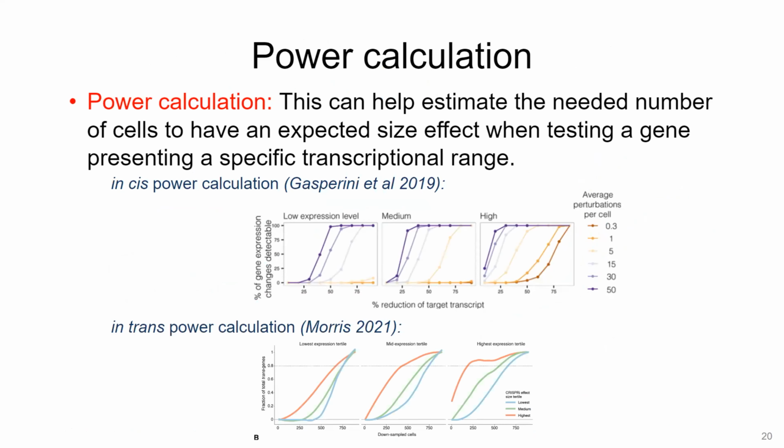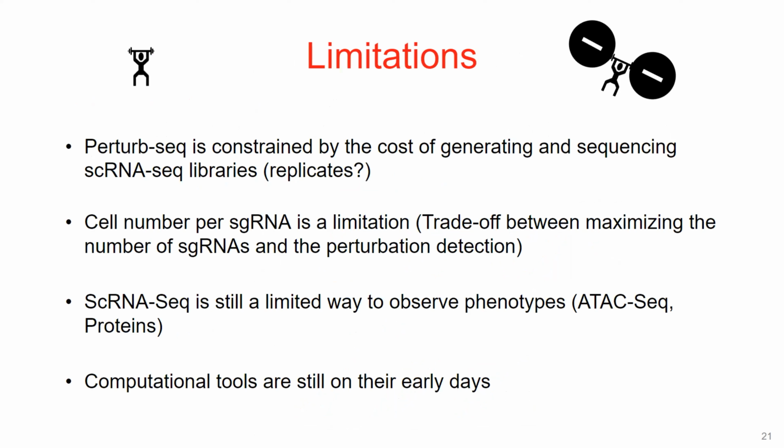Another thing, when you start to design these experiments, is to check whether the papers provide some idea of power calculation, so you know how many guides you can introduce, and what the best trade-off is between the number of guides you want to screen and the target regions, and how you are losing power to detect the perturbations. So there are some limitations in these techniques. The tools are in the early days. Perturb-seq is still an expensive technique, so you need to know about this trade-off, and the computation to analyze this is still expensive.